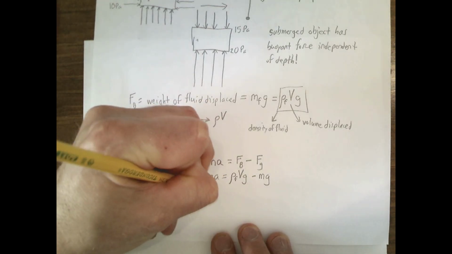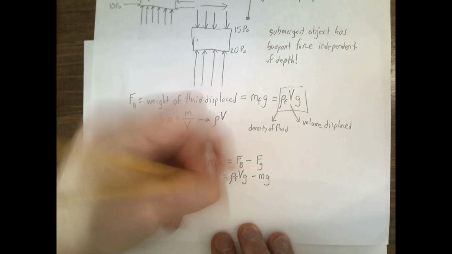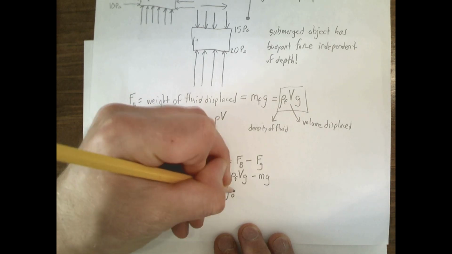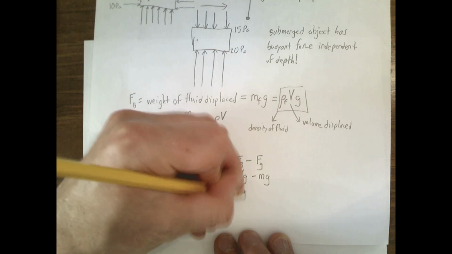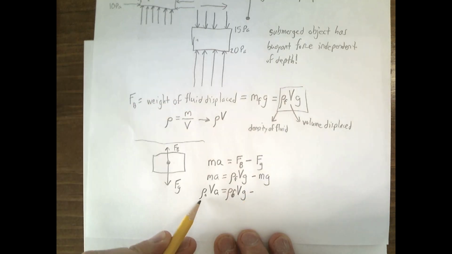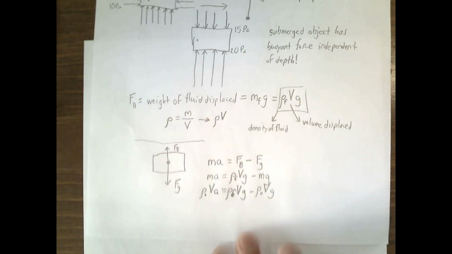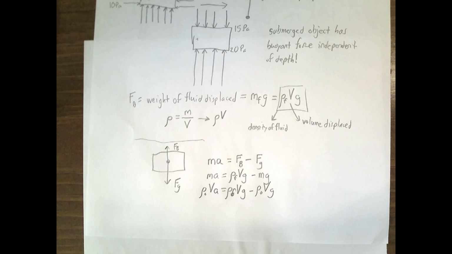So this is going to be rho O for object. VA equals rho O, F VG minus this M gets the same treatment as the first term here and becomes rho O VG as well. So your algebra senses should be going off. The volume is completely independent.